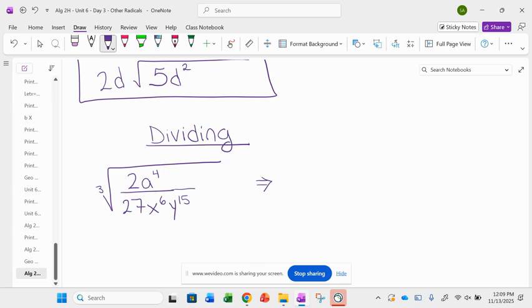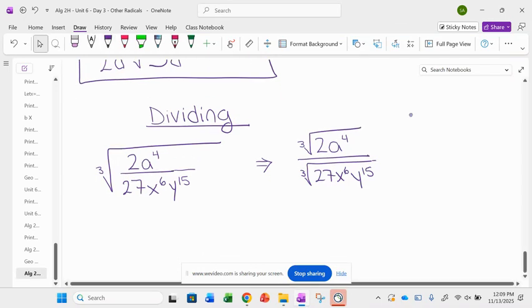Okay, so I can't simplify this fraction at all underneath, right? So I'm going to have to split this up into the cubed root of 2a to the 4th over the cubed root of 27x to the 6th, y to the 15th. Before I try to rationalize, any idea on what we should do before trying to rationalize this? Yeah, see if we can simplify. Why? Because it just makes it smaller for us.